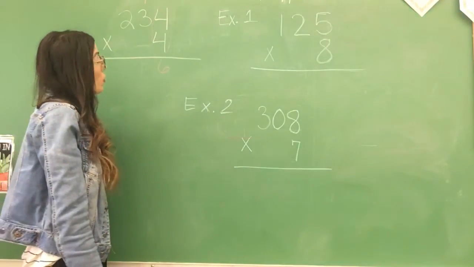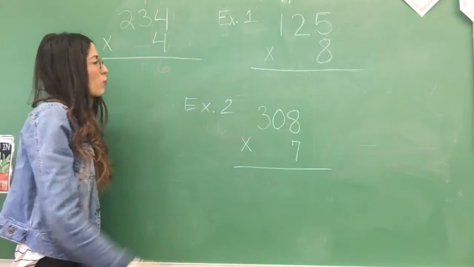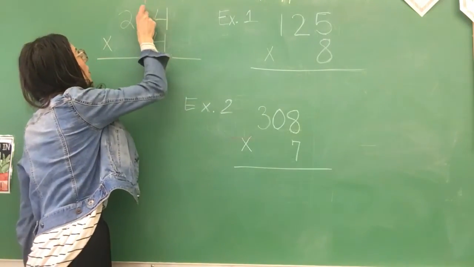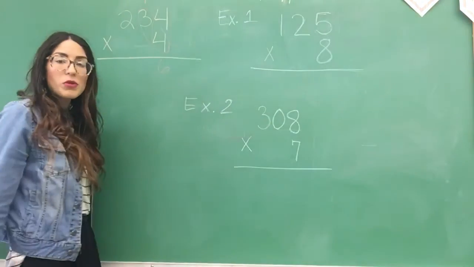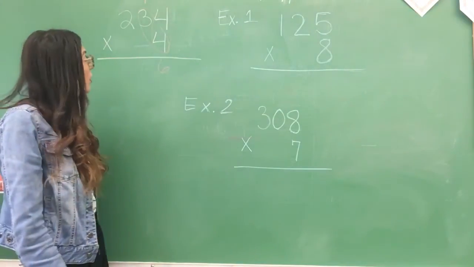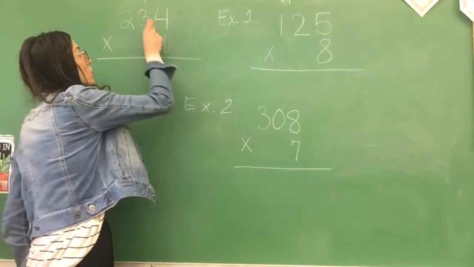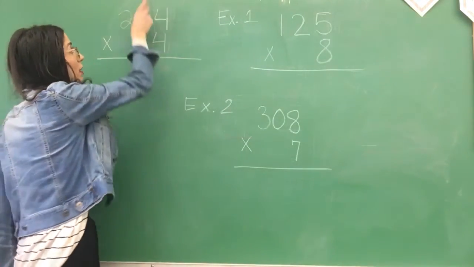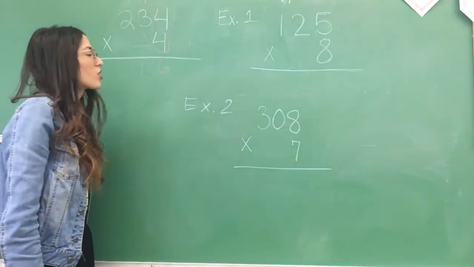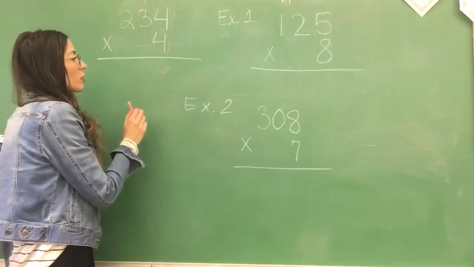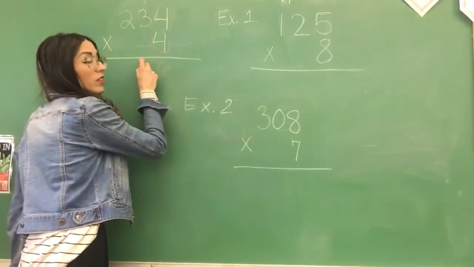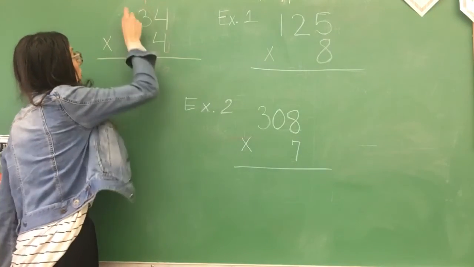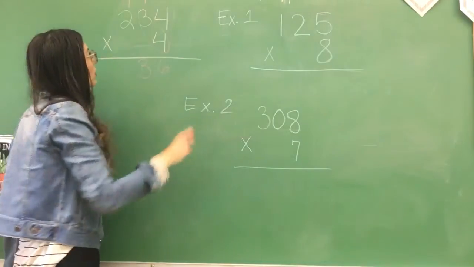Then we multiply the tens place. So 4 times 3, very good. What is 4 times 3? Good, that is 12. And don't forget the 1 on top, we have to add that. So 12 plus 1 is 13, good job. And we're going to put the 13 where? Good. 3 on the bottom here, and the 1 on the top, excellent job.